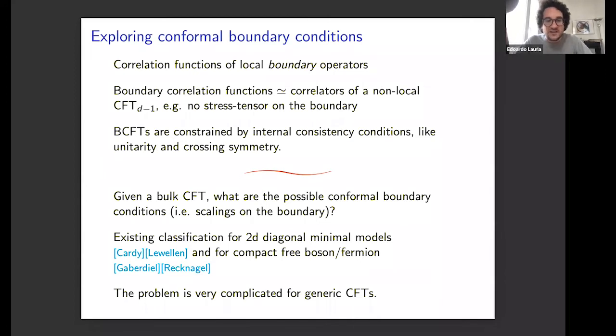This question has been addressed, and there exists a classification, for example, in the context of two-dimensional diagonal minimal models, or for a compact free boson or fermion. If I give you a two-dimensional diagonal minimal model, there is a list of possible conformal boundary conditions which can be associated to this minimal model. But this question is much more complicated in higher dimensions, because you don't have many of the important tools that you instead have in 2D, like the Virasoro algebra, modular invariance, and things like this.